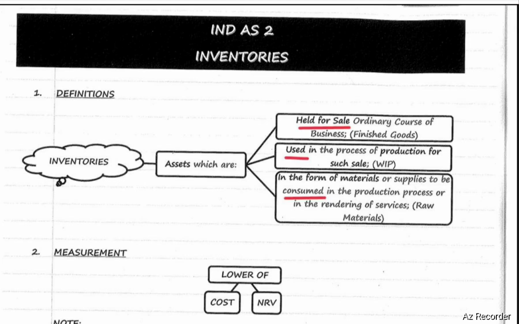Ind AS 2, Inventories. Definition of inventory. Inventories are assets which are held for sale in the ordinary course of business, that is finished goods, or which are used in the production process for such sale, that is work in progress, or which are in the form of materials or supplies to be consumed in the production process or in rendering the services, that is raw materials. So there are three types of inventories: finished goods, work in progress, raw materials.